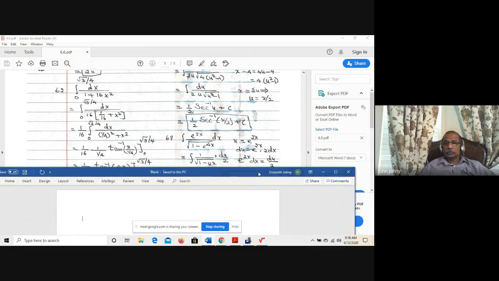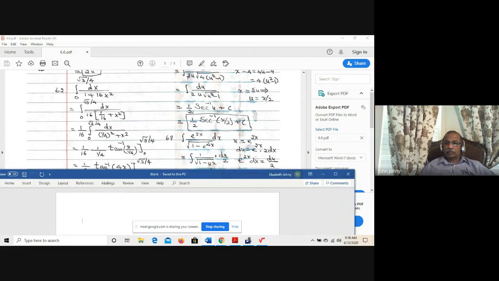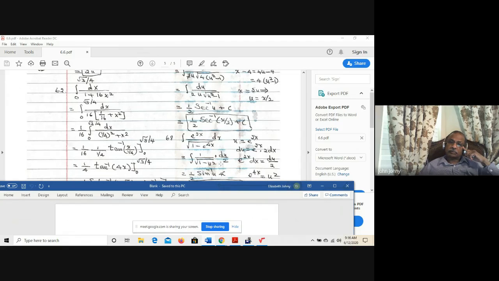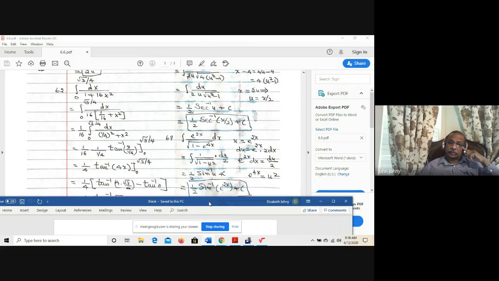Du is equal to differentiate e to the 2x times 2 dx. That is 2. Now you divide both sides by 2. E to the 2x dx is equal to du divided by 2. And then denominator square root of 1 minus u square. E to the 4x is e to the 2x the whole square, that is u square. And now 1/2 is pulled out. This is sine inverse u plus c, and u is e to the 2x. So the answer is 1/2 times sine inverse e to the 2x plus c.